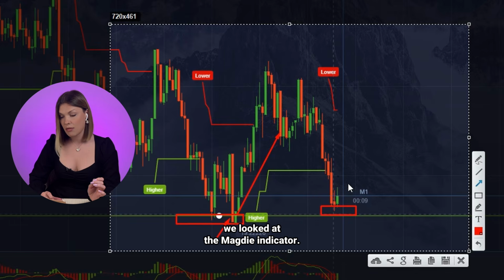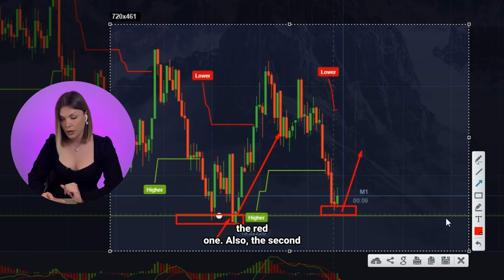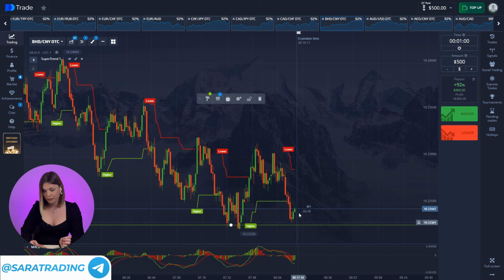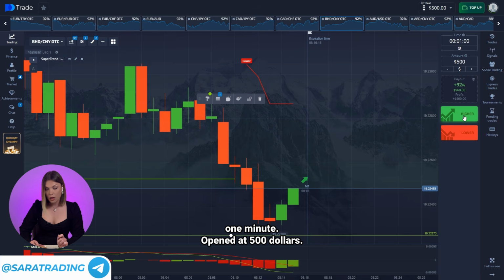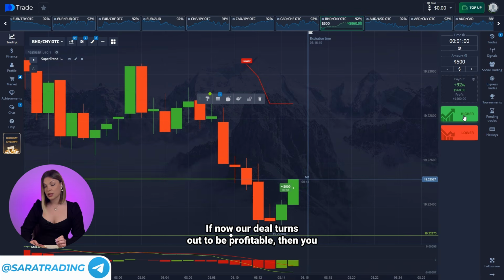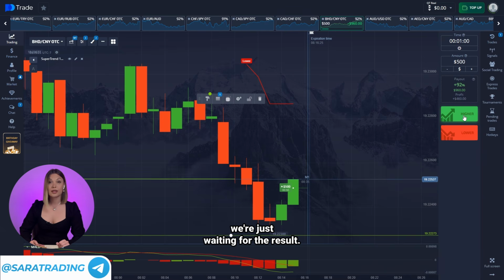We looked at the MACD indicator. We see the last volume is green, completely covering the red one. Also, the second volume is also drawn in green. I think it's time to open a buy deal at this point for 1 minute. Opened at $500. If now our deal turns out to be profitable, then you and I can earn $460 net. So we're just waiting for the result.